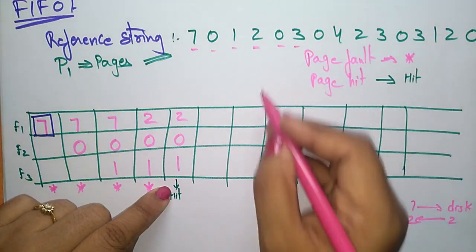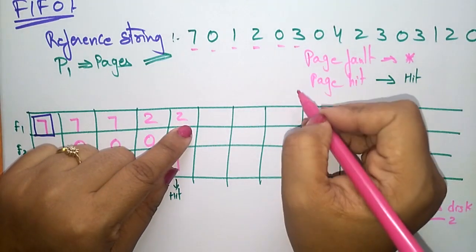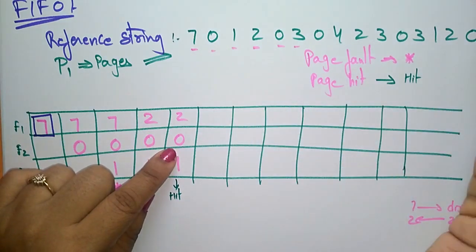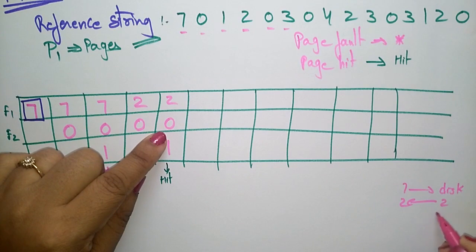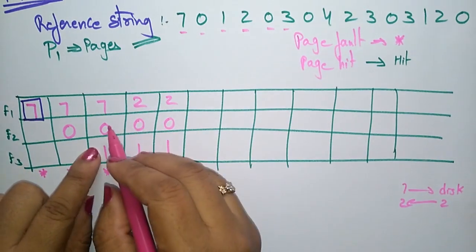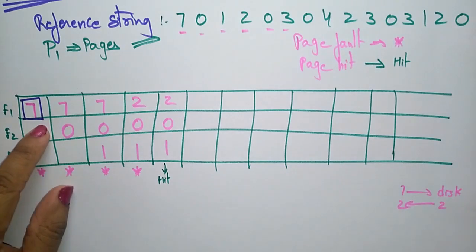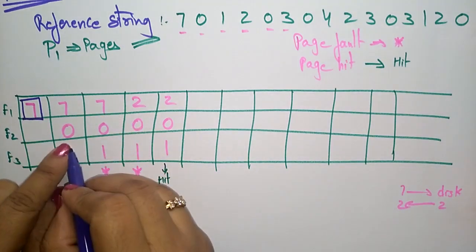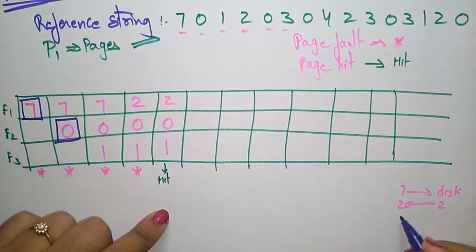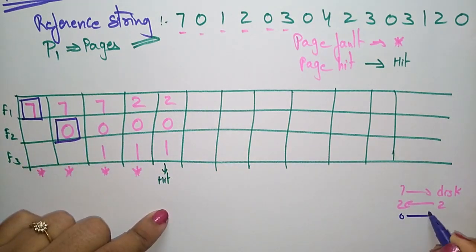Next, 3. The CPU is demanding the 3, and the 3 is not present. So we have to get it from the disk. Which page has to be replaced? First in, first out. The 7 was first in, first out, so this is already removed. So next is 0. The 0 has to be sent to disk, and from the disk we get the 3 value.